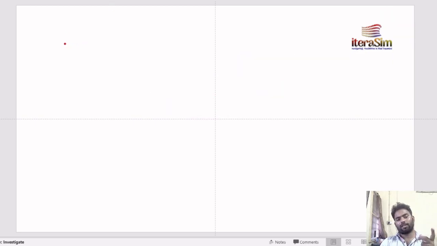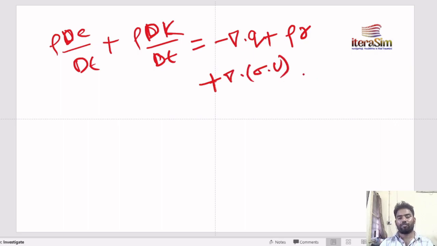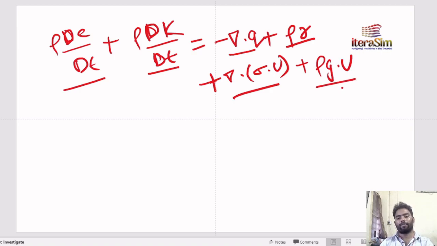Using the first principle of the conservation law, with the mechanical energy and the thermal energy, we have del E upon del t, that is the internal energy, plus del K upon del t, that is the kinetic energy, where K is the specific kinetic energy, and remember that it is the capital K, equal to minus del dot q, that is the rate of the heat flux, plus rho into R, that is related to the source or sink term, plus del dot sigma U, that is the rate of change of the strain energy, plus rho g into U. Remember that these are thermal energy, mechanical energy, thermal energy, mechanical energy, and this is again the mechanical energy.